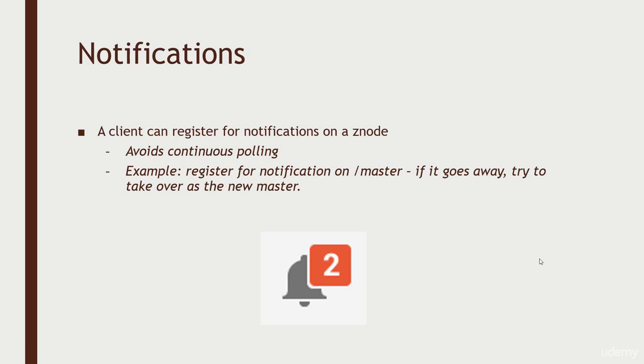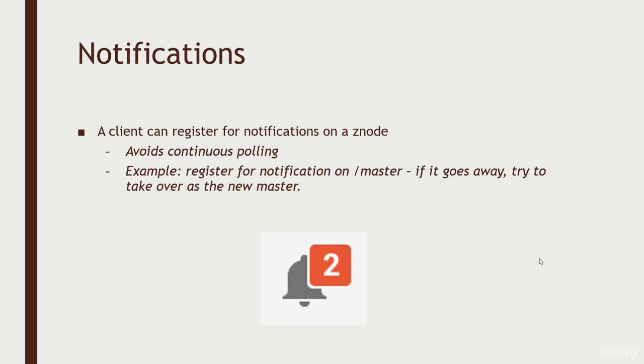Speaking of notifications, that is an important feature. So clients can actually subscribe to notifications on a Z node. So if it goes away or if it changes, it can automatically be notified of that from ZooKeeper. So that avoids the need for continuously polling this data from every client, which would obviously be very intense on the network as opposed to this other model of notifications.